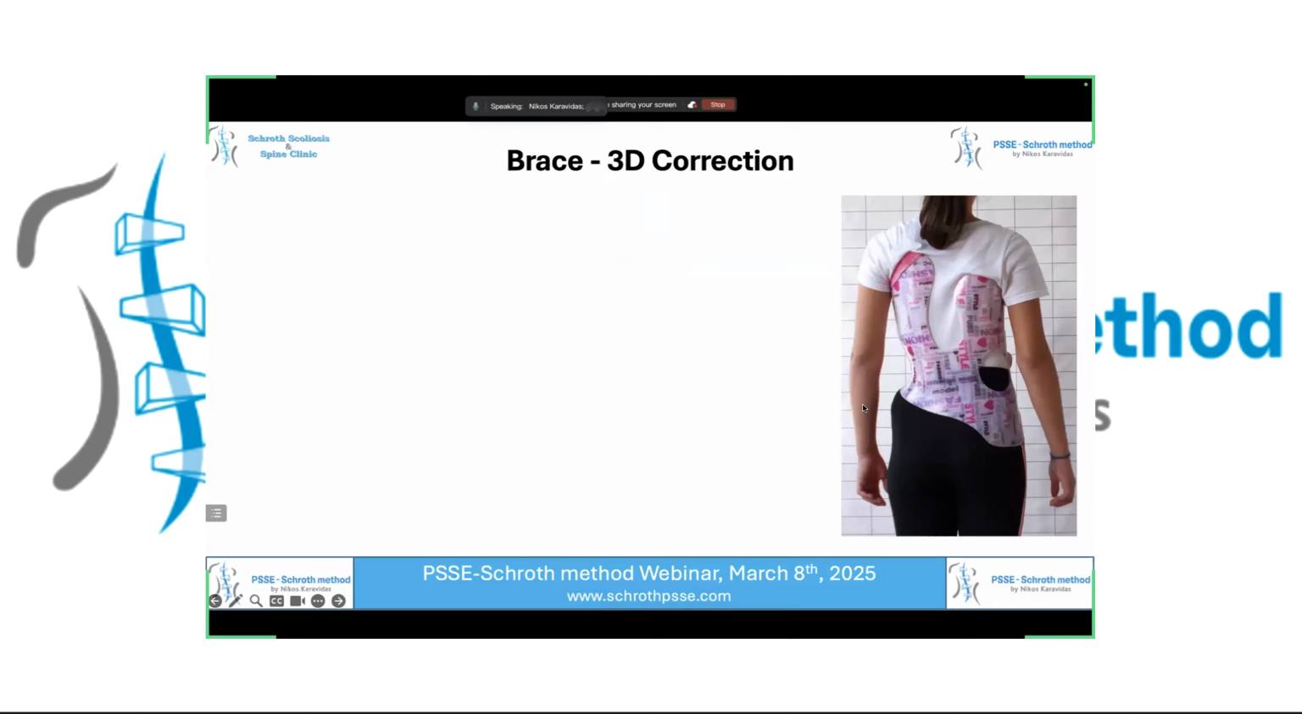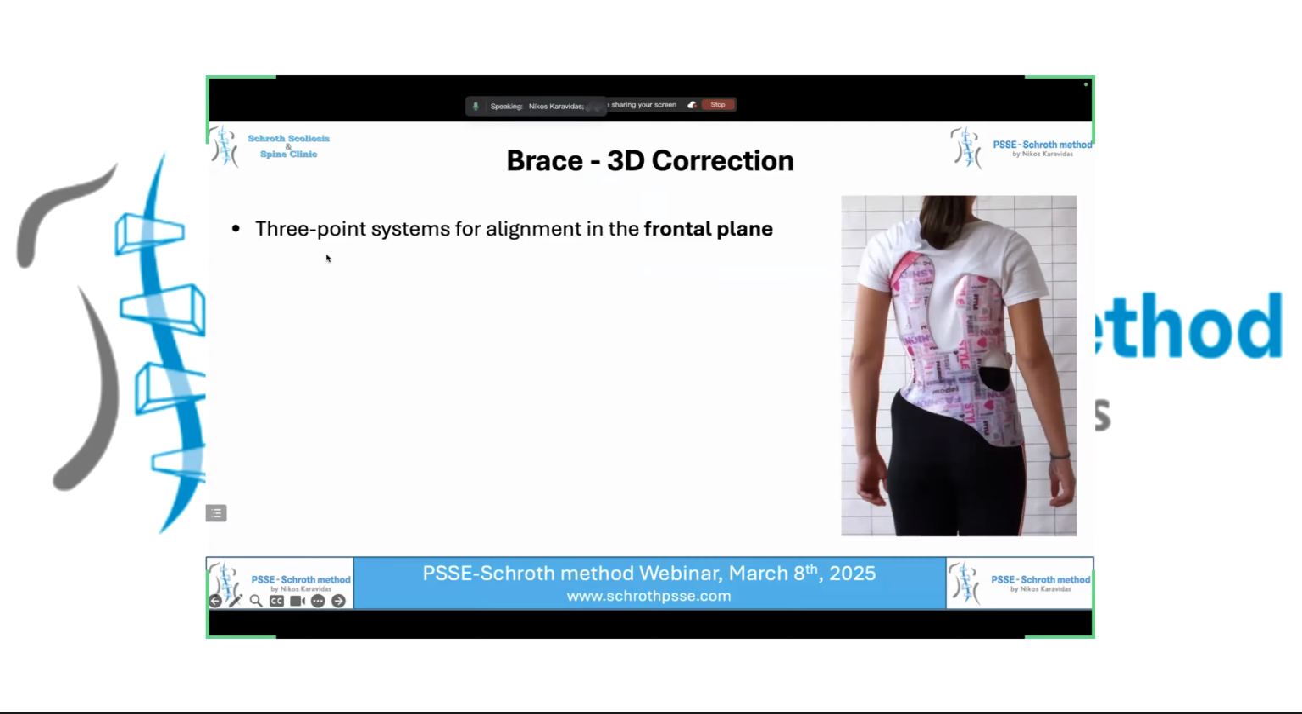So we have a little bit of discussion about bracing and how bracing can be used in general, and then how our classification is used in brace design. So first of all, for the brace, we always need to have a 3D correction. The brace is actually doing passively what we are trying to do actively with our exercises. So there should be a compatibility.